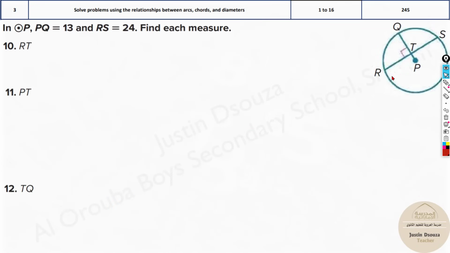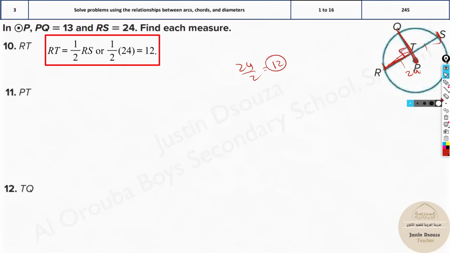Now we move to a little bit different types of problem. Here they have told PQ, this is the distance, the radius is given, and RS. RS is not the diameter, this is just a chord, is 24. We need to find the measures. Okay, let's do this. What is RT? RT is this. So how would you solve it? We know RS, the total length, is 24. And this radius is cutting at 90 degrees. It will cut this into congruent parts or equal parts. It bisects it. So it is 24 divided by 2. That will be 12 over here. That is RT. So that's it.